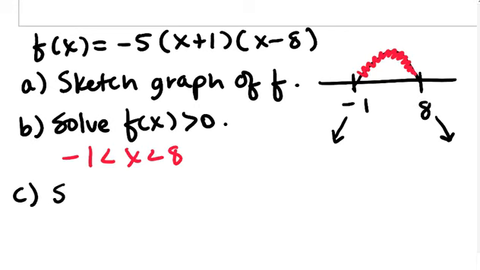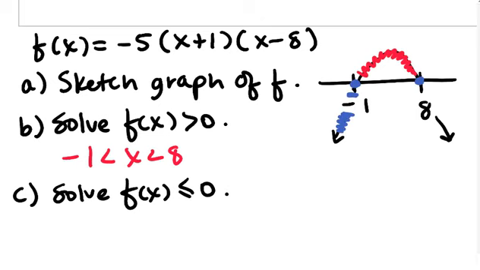They might also ask you to solve the inequality f of x is less than or equal to 0. Well, it's equal to 0 here, and it's less than 0 for these values. So this is x is less than or equal to -1, or x is greater than or equal to 8. I think that's going to be all.